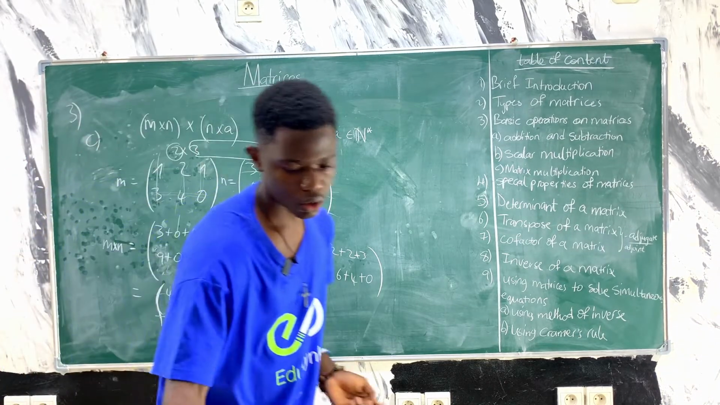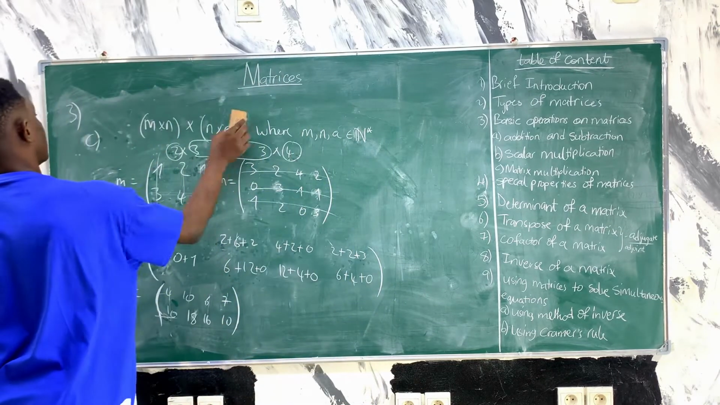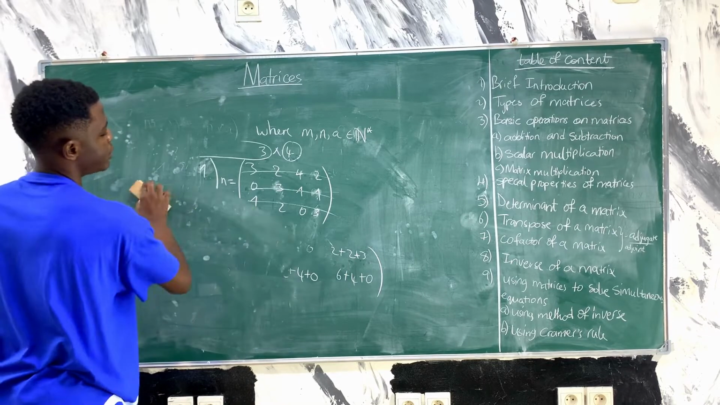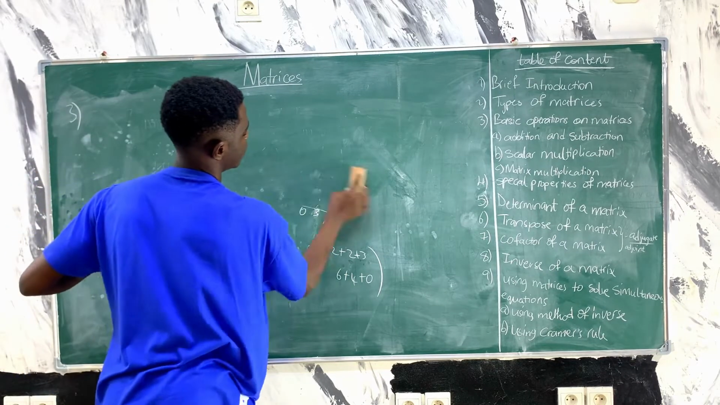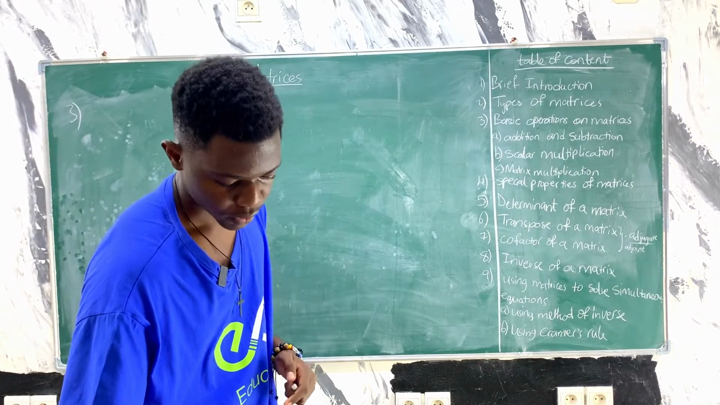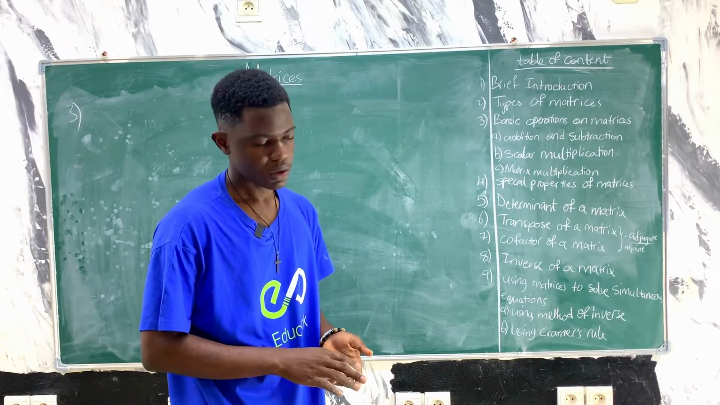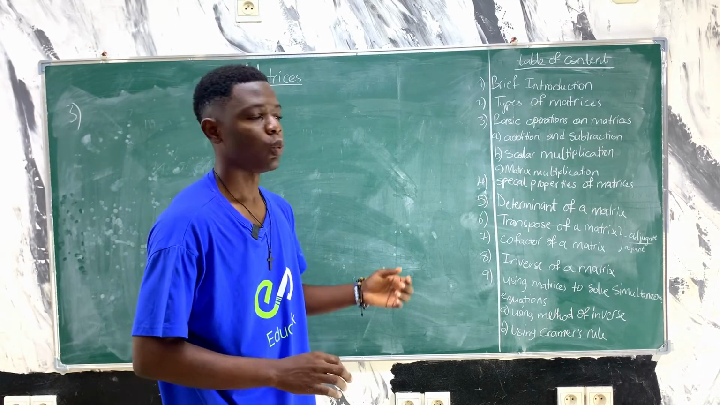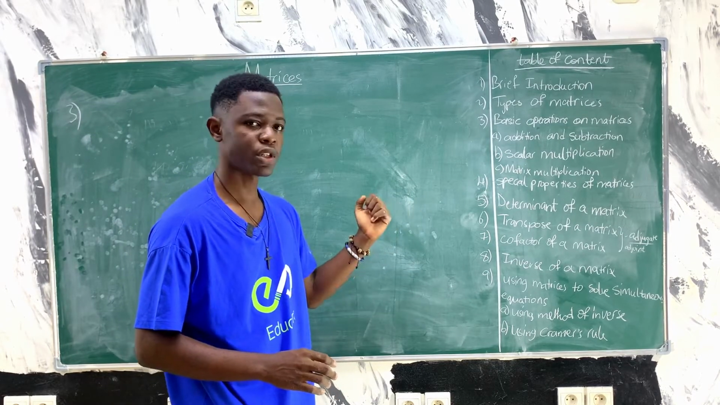Right. So we are done with multiplication of matrices. Well, what do we do next? We are going to do special properties.